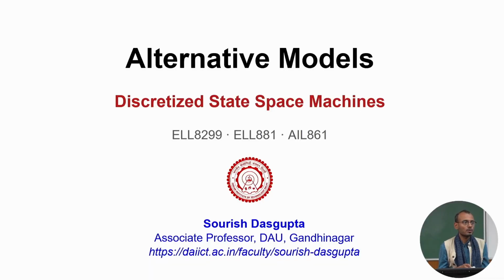My attempt is to cover discretized state space machines and then move on to two different types of discretized state space machines. One is S4 and the other one, which gained a lot of popularity, is Mamba.